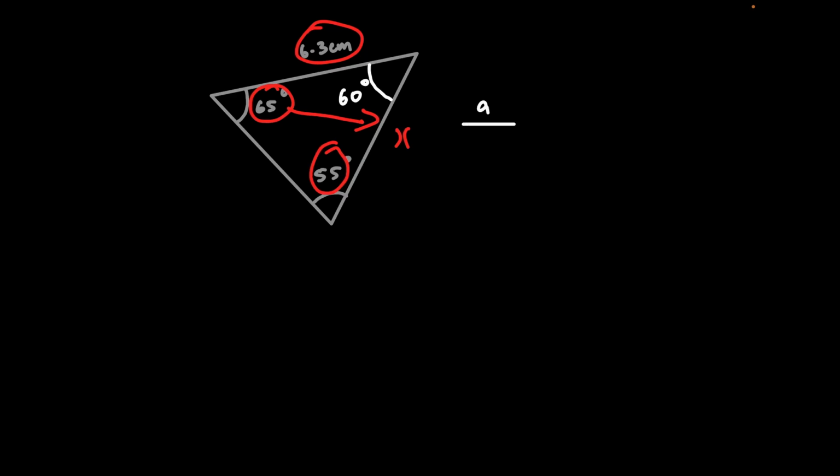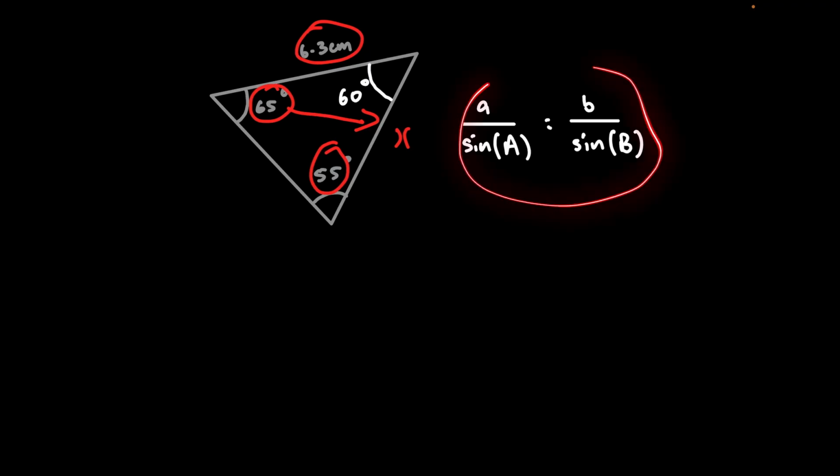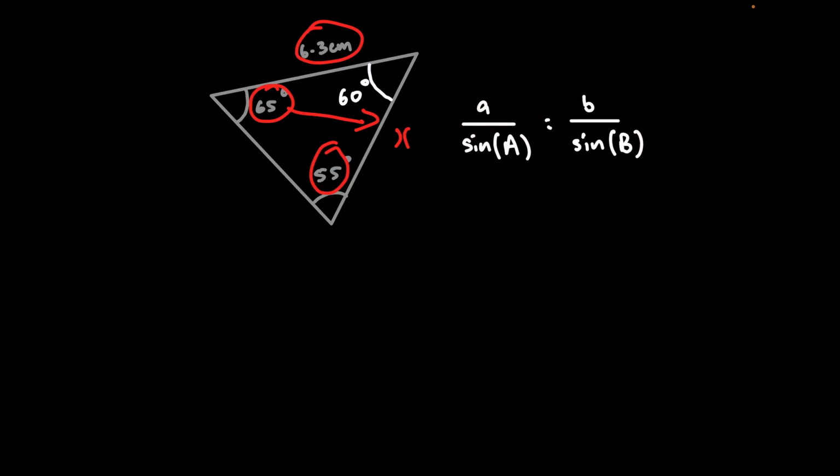Lowercase a divided by the sine of capital A is equal to lowercase b over the sine of capital B. This is also known as the law of sines. Okay, so the sides divided by the sine of their corresponding angles will be equal to each other. So let's plug in the information from our diagram.